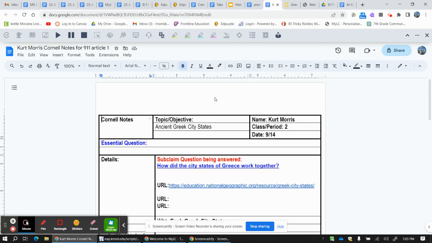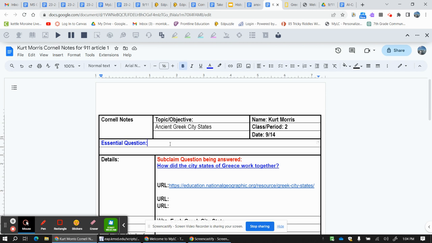This is my Cornell note sheet. Normally this would be blank, but I'm going to walk you through it. First of all, I'm going to put my name, Kurt Morris. My period is 2. Today's date is September 14th, 9/14. The topic objective is ancient Greek city-states. My essential question, I'm not going to worry about yet. The only time I worry about the essential question is when I'm writing down what the thesis or overall question of my paper is going to be. I don't have one. I'm just reading an article.